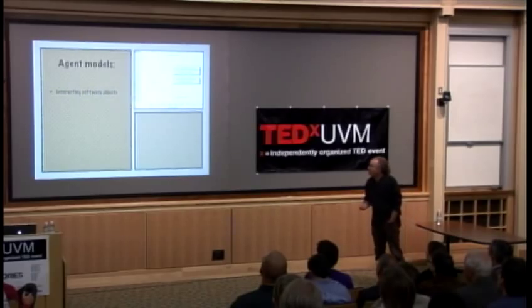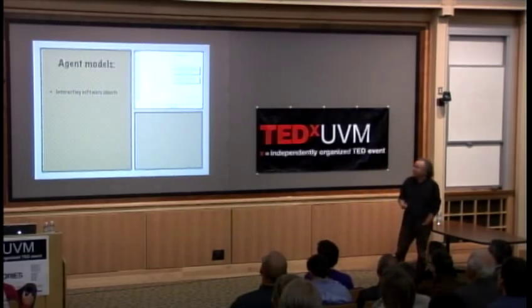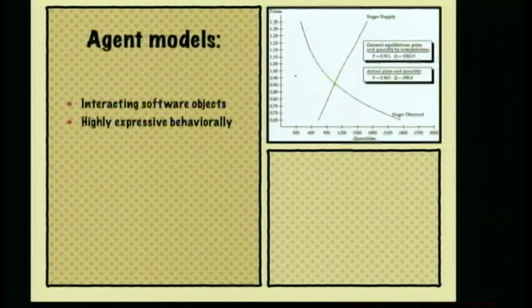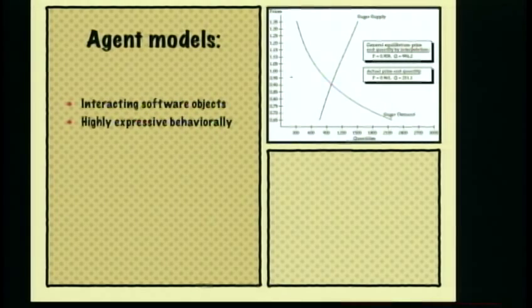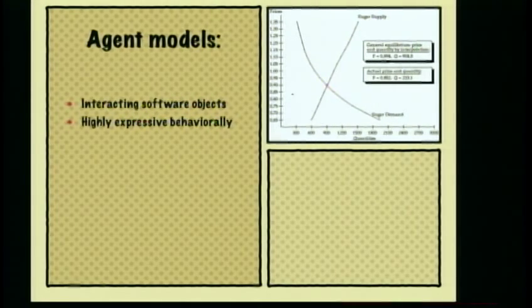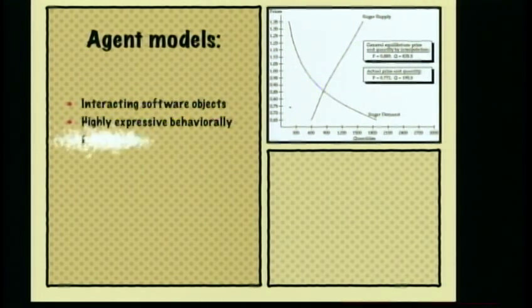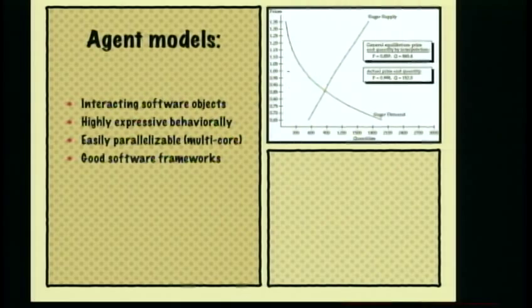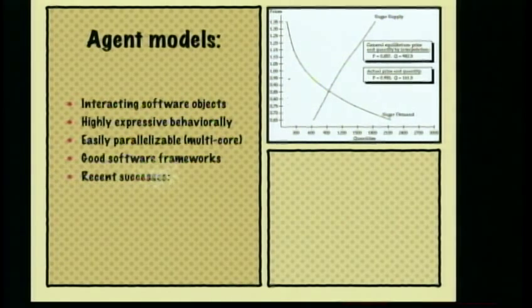And agent computing, just for background, for those of you who have not seen it too much before, we have a bunch of software objects that interact, and they interact in some non-trivial way. They're not just particles in a gas, they're not just bouncing off one another. It's actually very easy to write down, for example, behaviorally, experimentally determined rules of behavior, and we can put that into our models. It turns out it's very easy to parallelize such codes, and that's an important thing on modern architectures. There are good software frameworks for doing this today. I'll discuss that a little bit later on, I think.